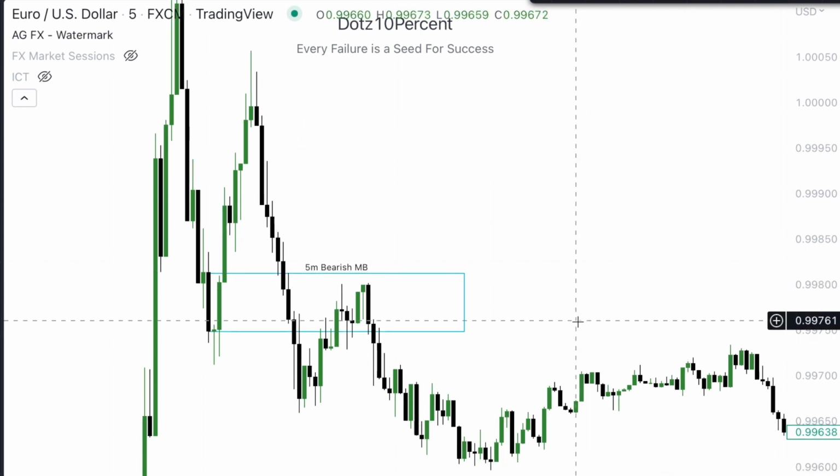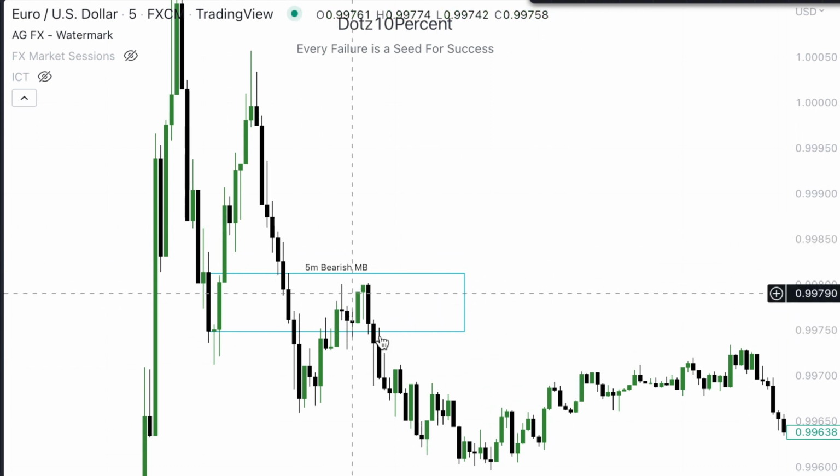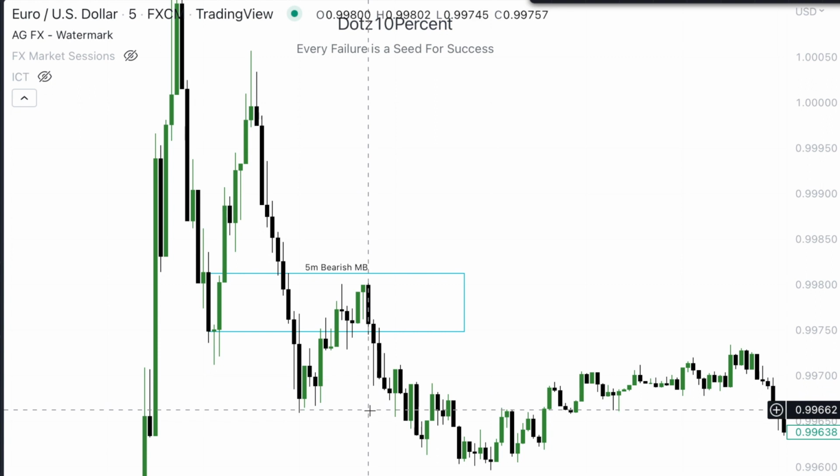I'm showing you these examples, and I want you to come to the chat and show me more examples, find more examples, check with me: is this a mitigation block, is this a breaker block, and so forth. Again, this is a 5-minute bearish mitigation block. And with identifying these examples, the more often you do it, the easier it will be to just pick these up.